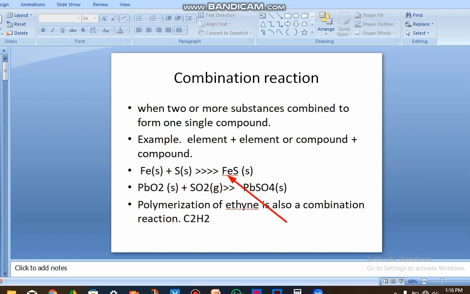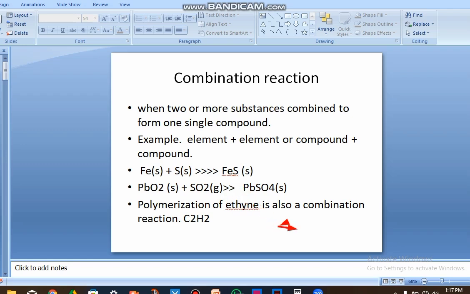So are you getting it now? Iron reacts with sulfur to produce iron sulfide. This is the meaning of combination reaction. Iron is combining with sulfur to produce this iron sulfide. So look at this. It means that an element can react with another element to form a compound, and this is called a compound because two elements reacted to form it. Are you getting it?